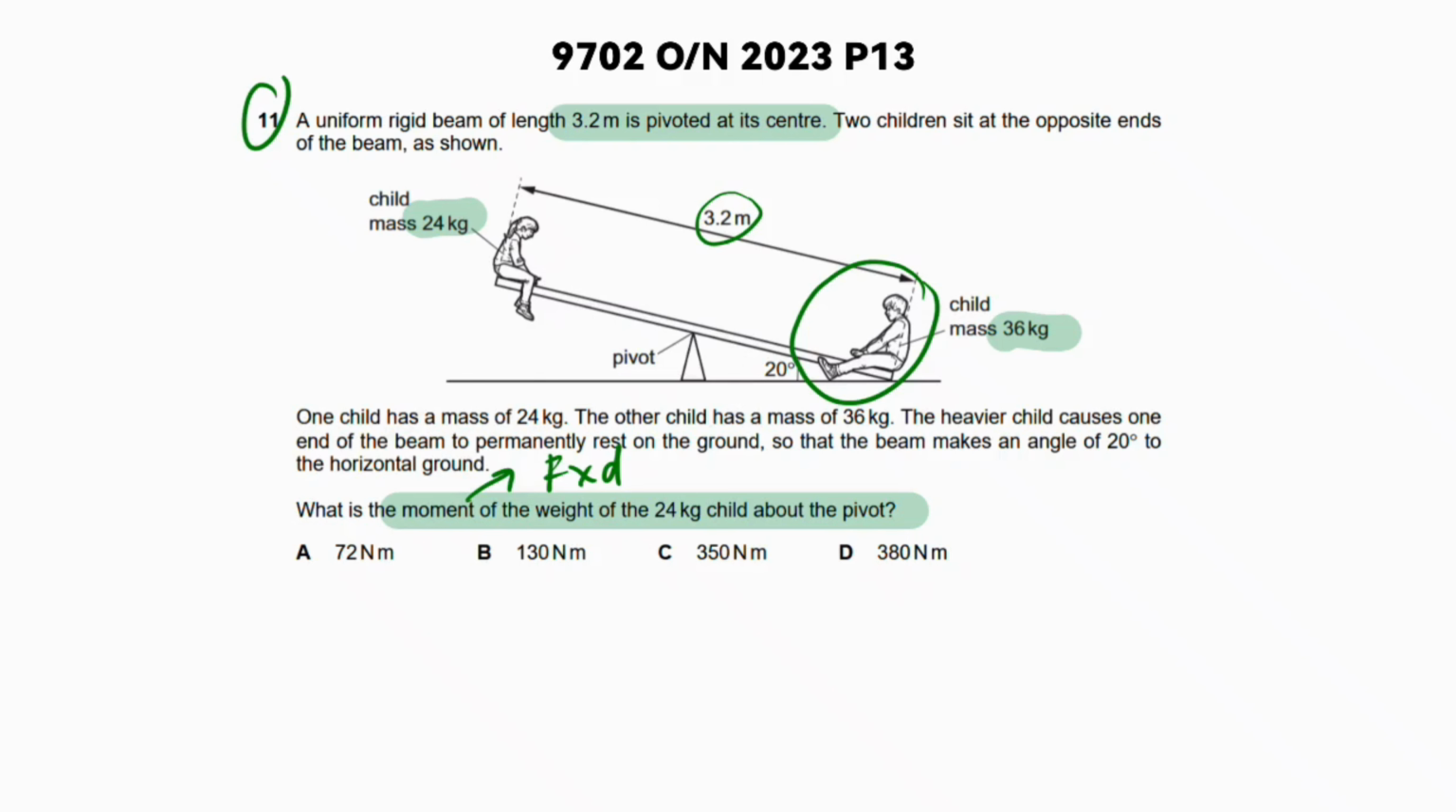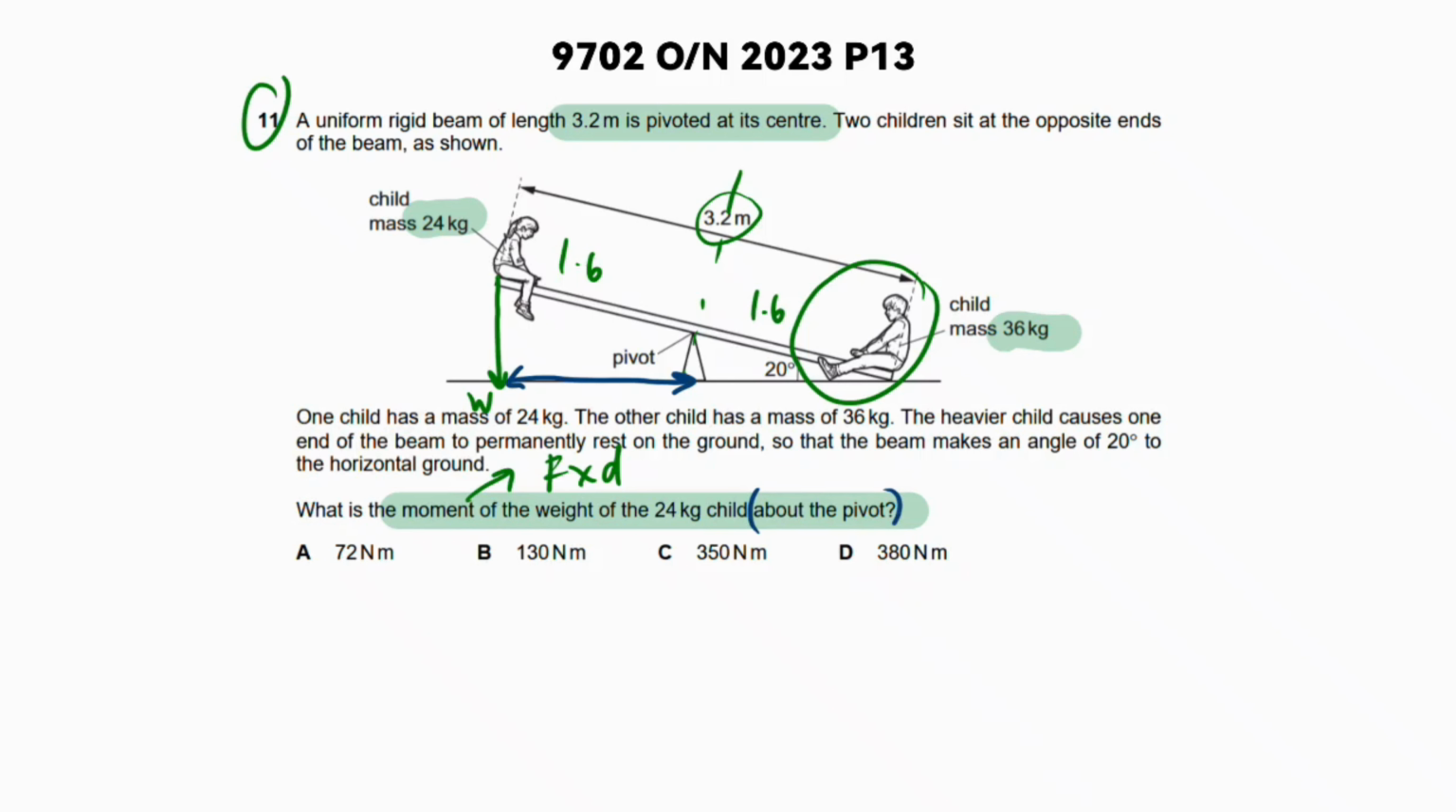Okay, and since it's pivoted at its center, when we divide it into two, they have equally 1.6 and 1.6. Okay, and we know this is the weight of the child, mg, which is 24 times 9.81. And as I said just now, the distance has to be perpendicular to the force. So what distance in this case would be perpendicular to the weight? It would definitely be this, right? From the pivot to the weight, because they asked the moment about the pivot.